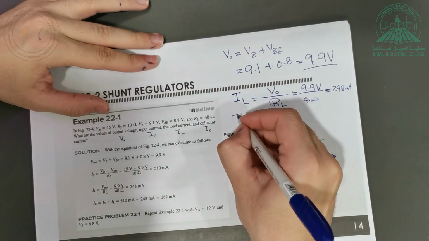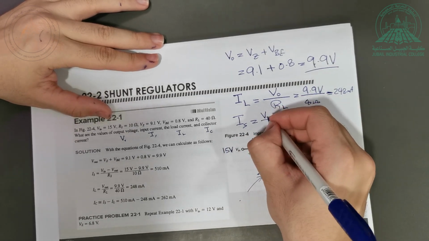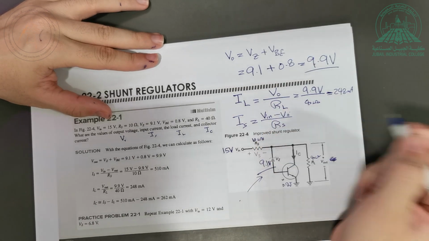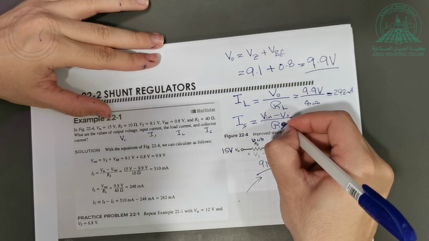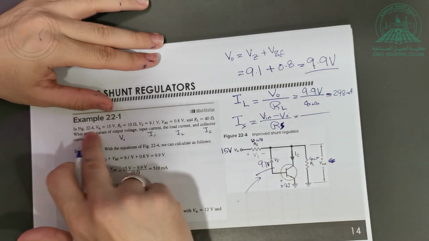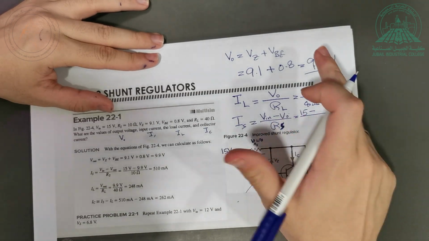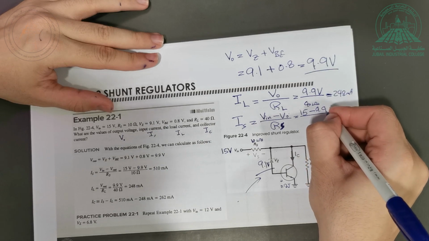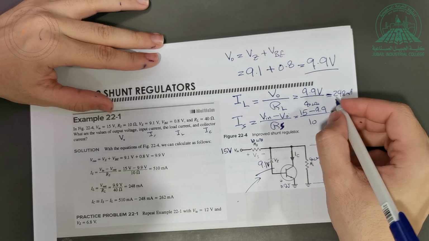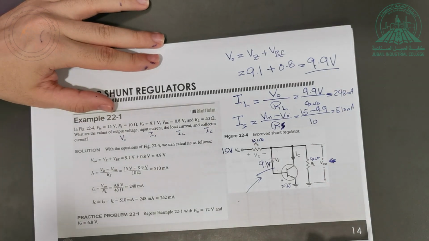How about IS? Remember, IS is constant. It's equal to Vn minus V out divided by Rs. How much is Vn? In the question, 15. How much is V out? We just found it here, 9.9. How much is Rs? 10. Do that, and you get 510 milliamps.